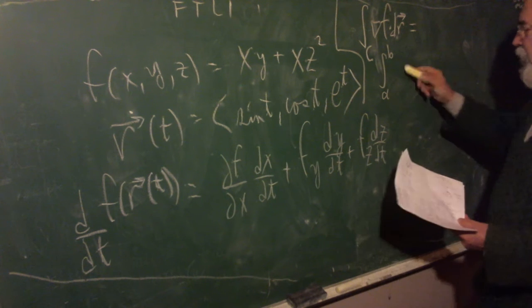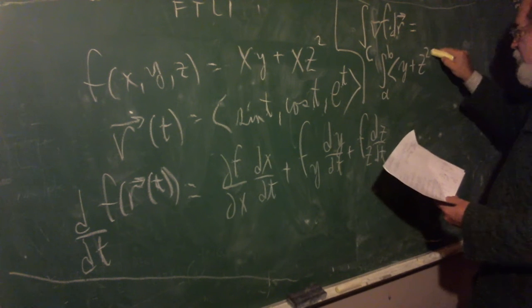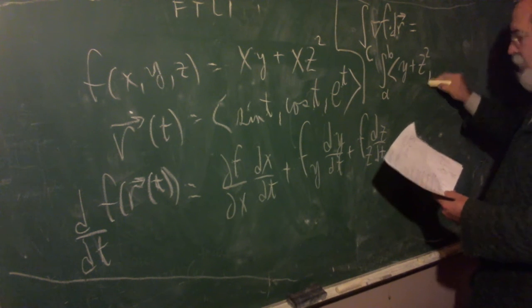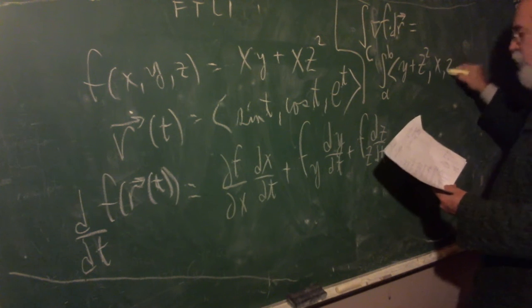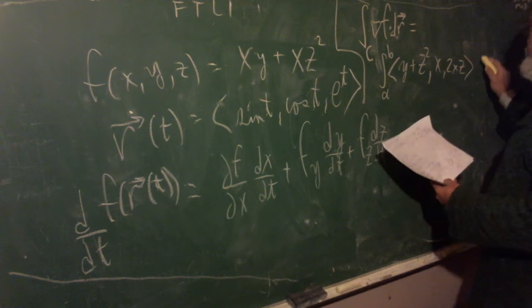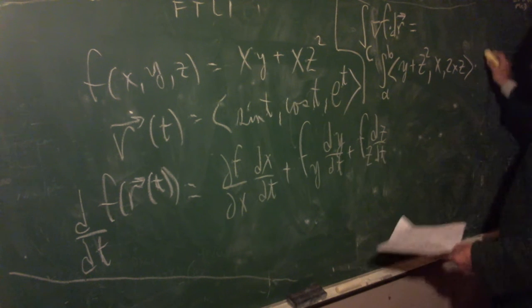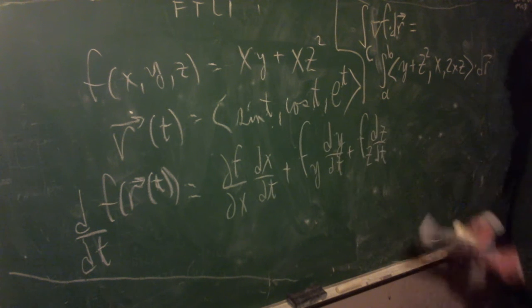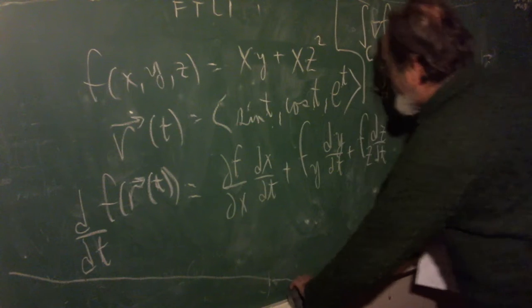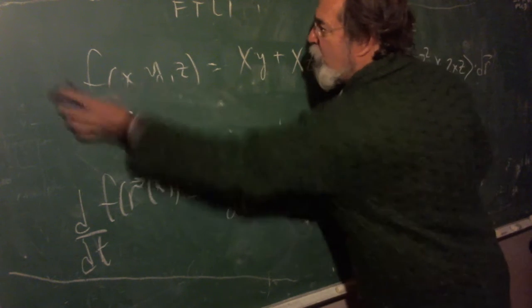So I'd have y plus z squared, comma, x, comma, 2xz, dotted with, and I've run out of space on the camera, I'll just write the dr over here. Dotted with the derivative of this thing. It gets really long. It gets long and crazy looking, but let's take a look at what it's going to look like when I put all the pieces together.